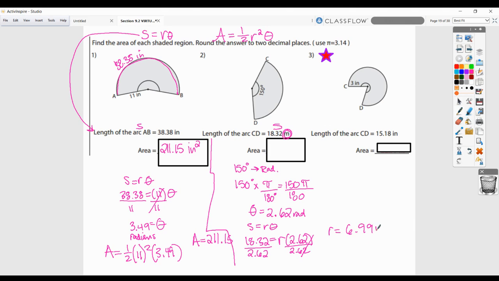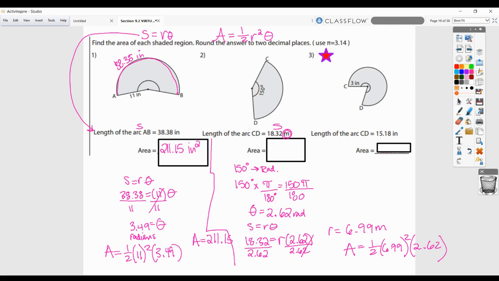Well, we were in terms of meters. And now, since I have all the pieces, I have my radius, I have my theta, I will have no problem finding that area now. So it's just a process: 1/2 times the radius squared times theta, 2.62.